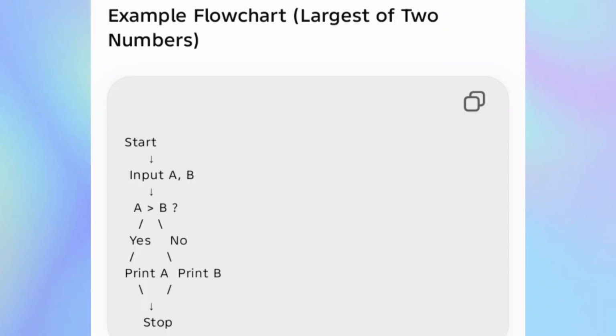Example flowchart, largest of two numbers. Start, input a and b, compare: a greater than b? If yes, print a; if no, print b. Finally stop the process.